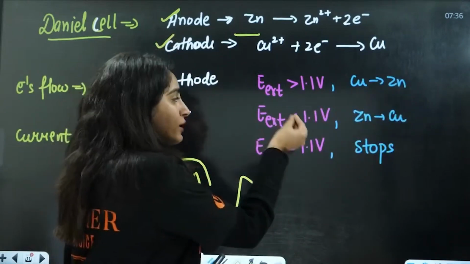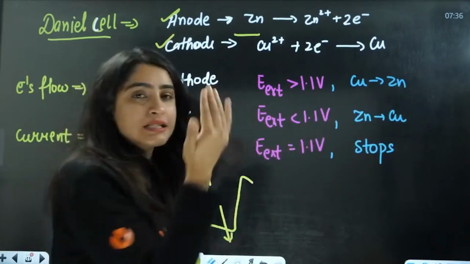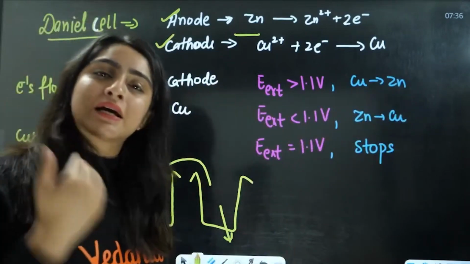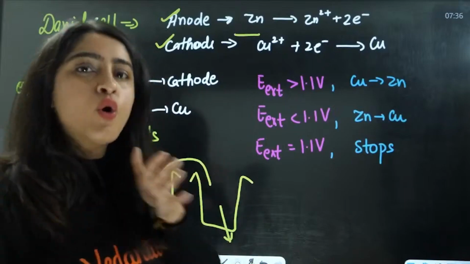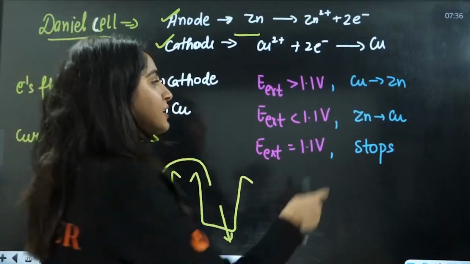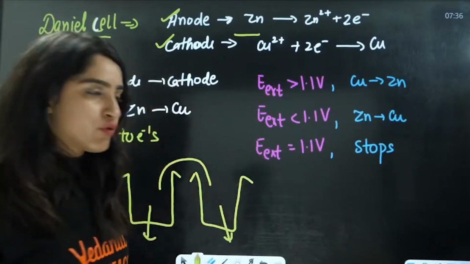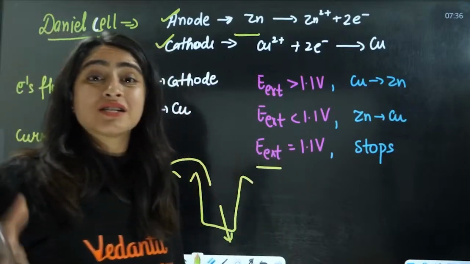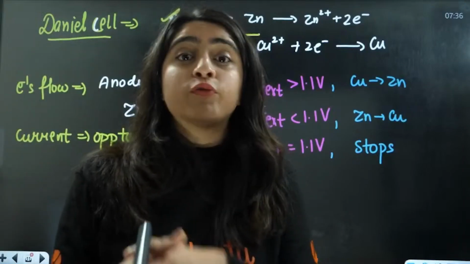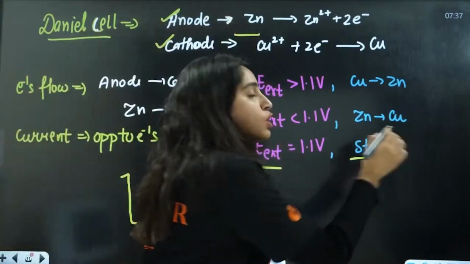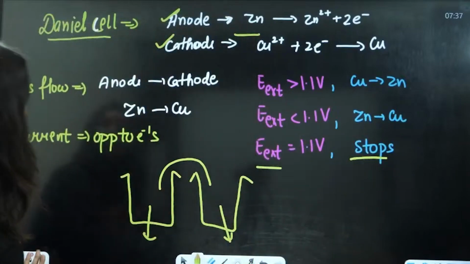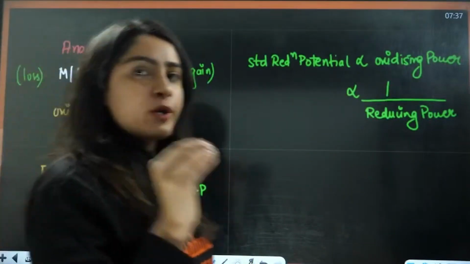Now if the external voltage you are applying is less than this, nothing will happen. The electrons will go as they were going before, that is zinc to copper, the original flow here. Now if the external voltage is exactly equal to 1.1 volt, in that case the cell is going to stop here, right? Okay, next question, that is how to represent it.